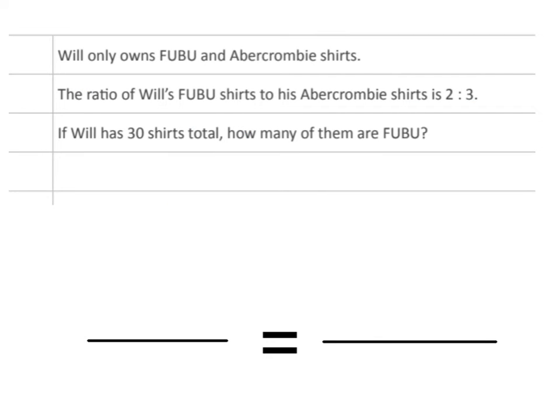So pause the video and try this one on your own and see how you do. Remember the part to part and part to whole. And then start the video up again and see how you did.